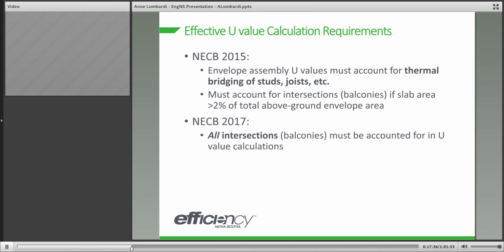In the 2017 code, all intersections, all the balconies, must be accounted for in the U value calculations, and they added the requirement to account for all junctions in the envelope, which includes junctions to glazing assemblies or spandrels, corners, etc. So it is a little bit different, and what this means is that when we include these items, the effective U value for assemblies generally goes down, which we will see.